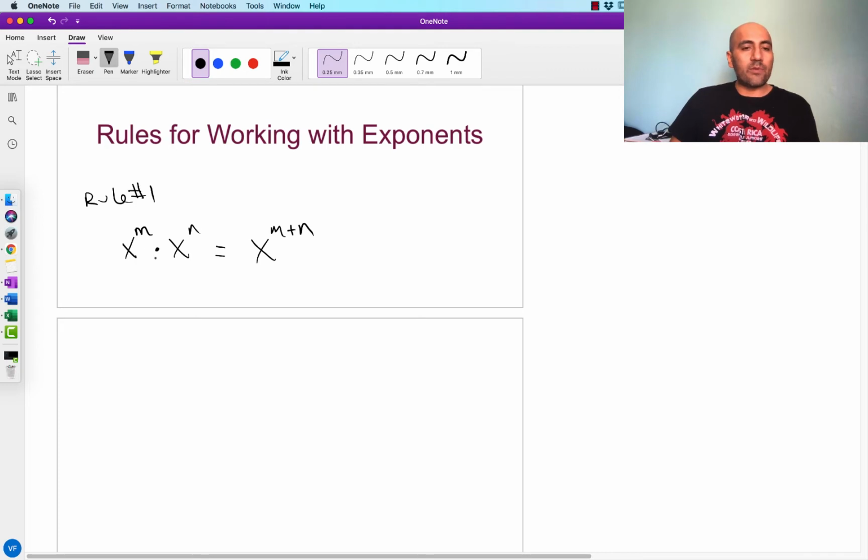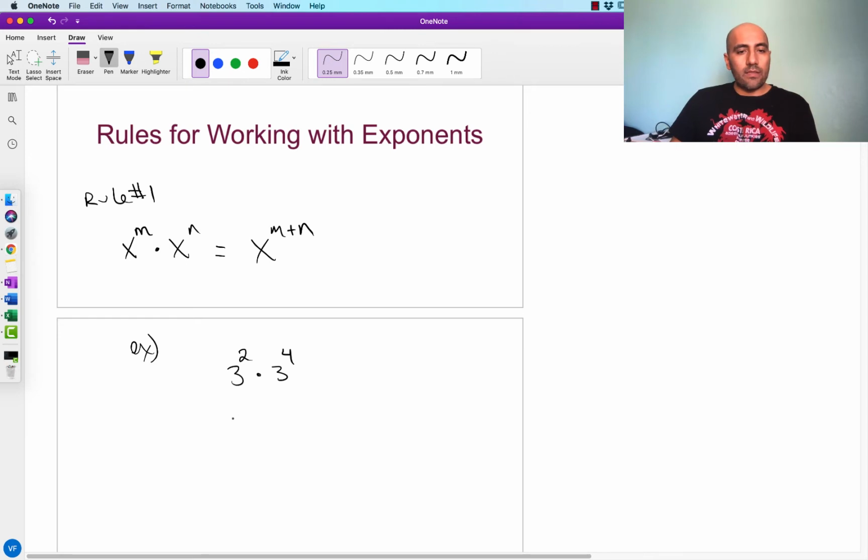So when we have two exponential numbers being multiplied and they have the same base, then all we have to do is add the exponents. That's the first rule. So for example, let's make it 3 to the power of 2 times 3 to the power of 4.